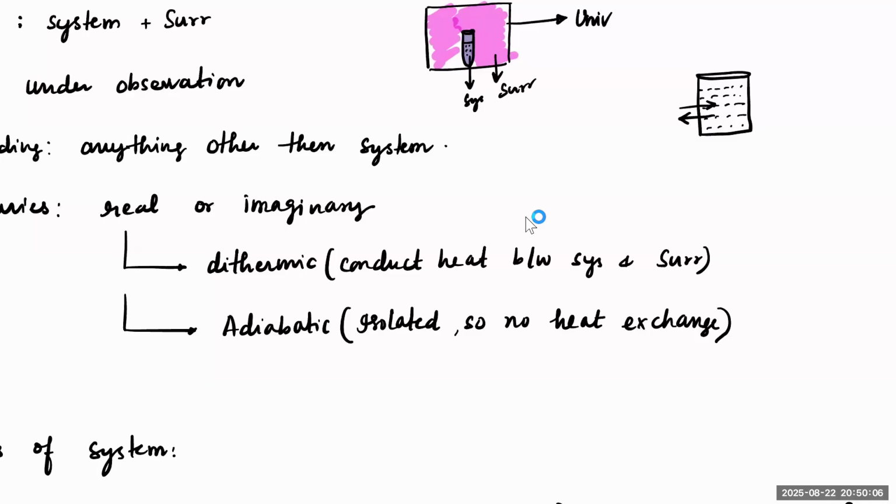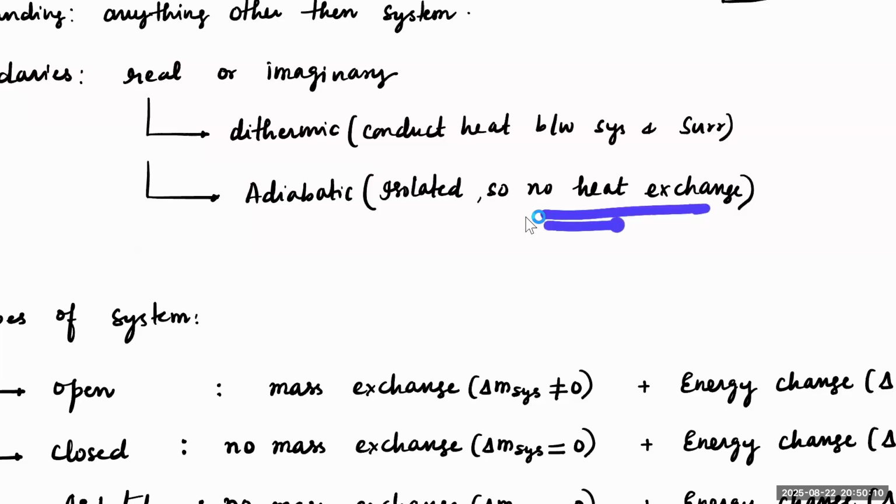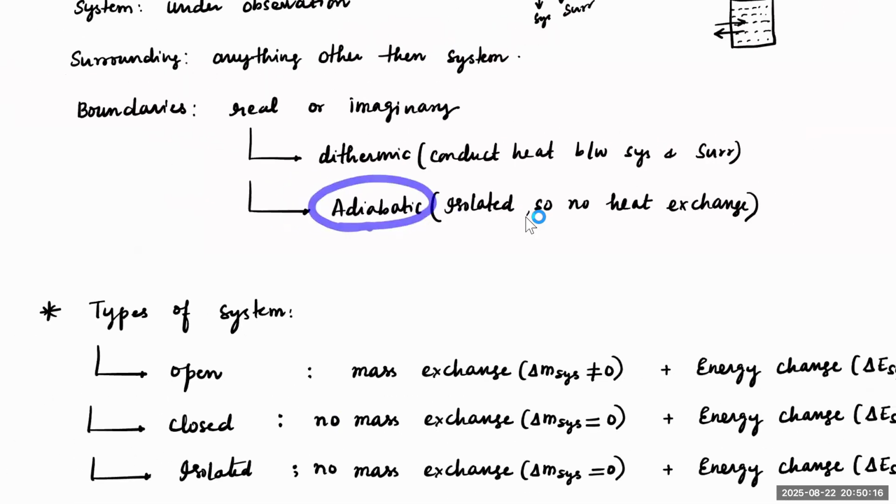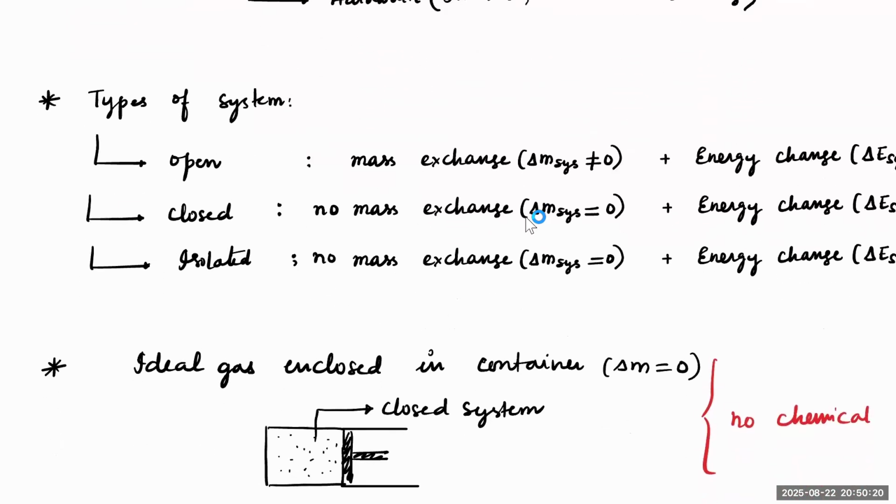They will not be able to transfer heat outside. So there is no heat exchange happening between system and surroundings. So those are adiabatic boundaries. Now, these are about boundaries.